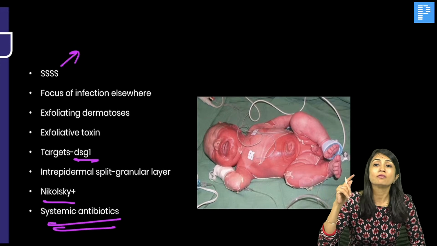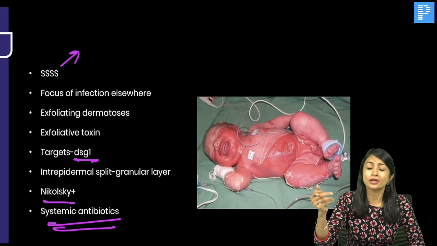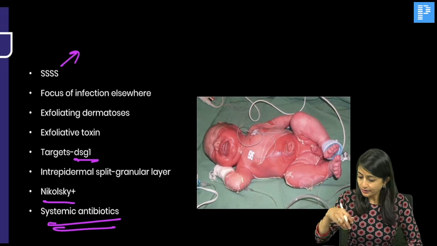Plus, in SJS, there will be some history of drug intake. Here, there will be some history of ear infection or something else. Clear?